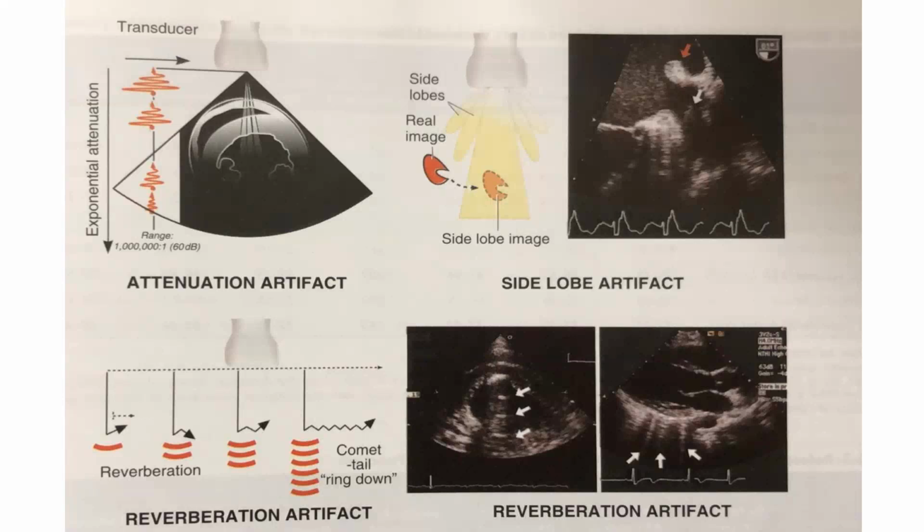This is a pictorial representation of the different types of artifacts which can be present. Here we can see attenuation artifacts due to the ribs, the side lobe artifact where they're erroneously mapped by the receiver, and then the reverberation artifacts, which are caused due to internal echoes, as we can see here. These are all reverberation artifacts.